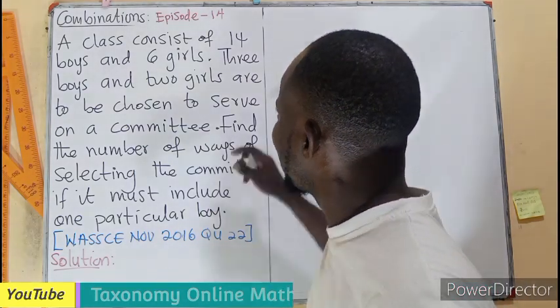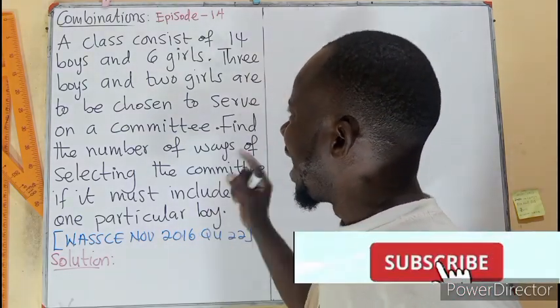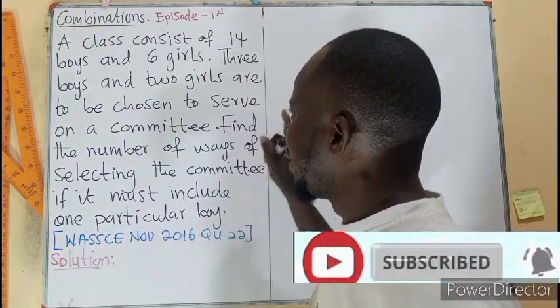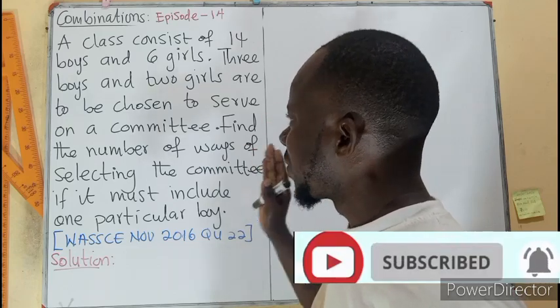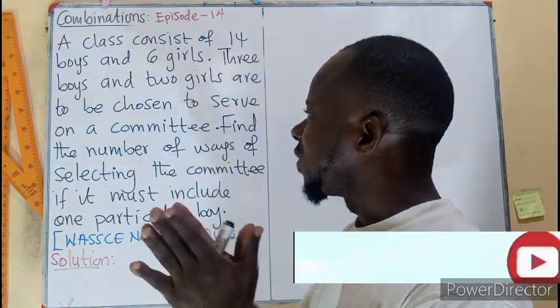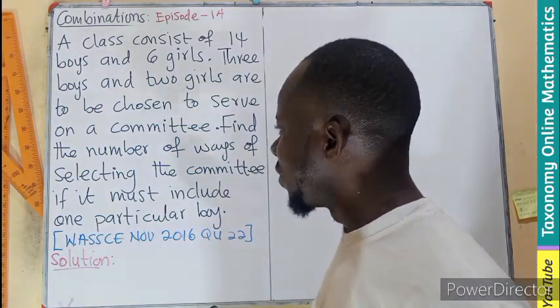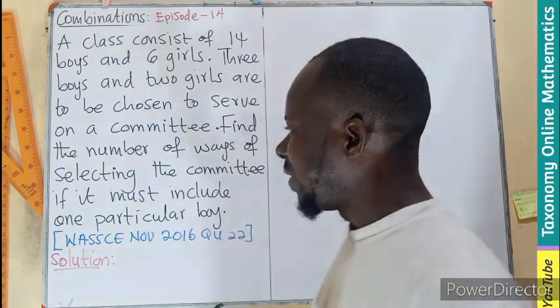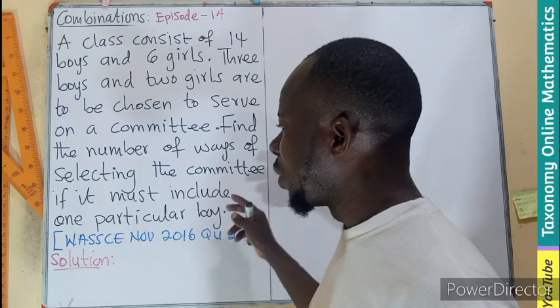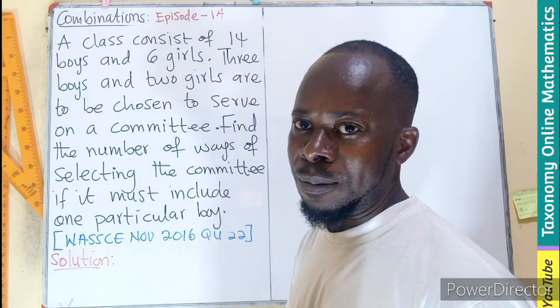We have a question on combination, which is episode 14. A class consists of 14 boys and 6 girls. 3 boys and 2 girls are to be chosen to serve on a committee. We have to find the number of ways of selecting the committee if it must include one particular boy.